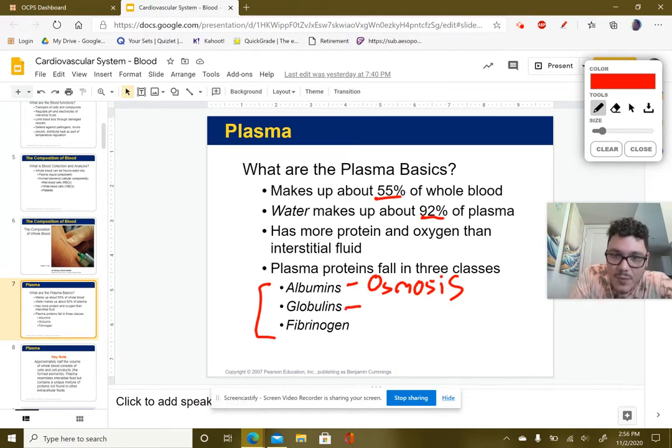Globulin is involved with a number of different things, but the thing that I want you to know with globulin is that it's involved with the immune system. That's it. Don't dive too much into this. You don't have to get too crazy.